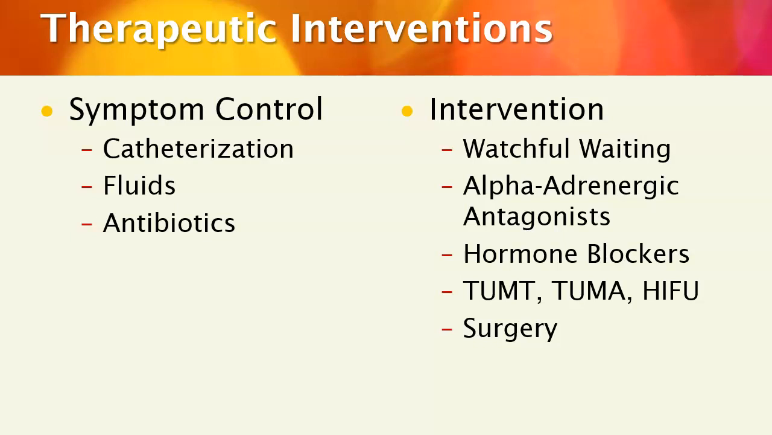So intervention-wise, this is something called watchful waiting. So we're going to kind of look at it and make sure that the patient doesn't get any worse. Medication-wise, we may start them on some alpha-adrenergic antagonists. We can sometimes do some hormone blockers because we're worried about testosterone. So anytime you see an individual, like a male, on birth control, for example, it's usually because we're trying to block the male hormones.